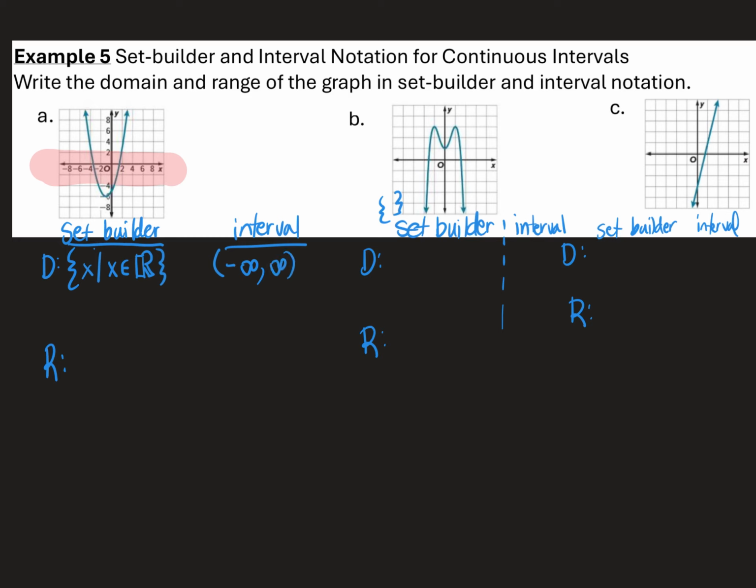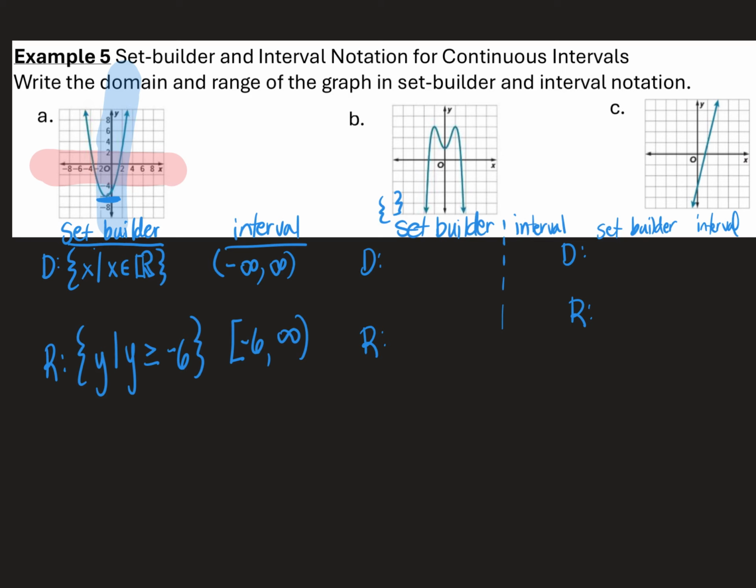to positive infinity. My range, how far up and down does this graph go? Well, it goes forever up, but the furthest that it goes down is to here, which is -6. So my range is y, such that y is greater than or equal to -6, because it's going up forever. And then in interval notation, that would be from -6 with a bracket, because it's a solid graph, to positive infinity.